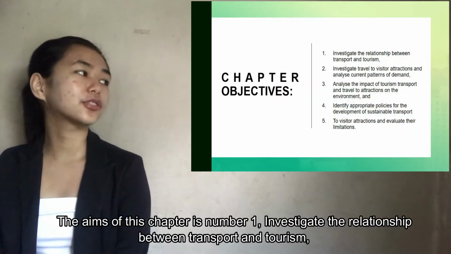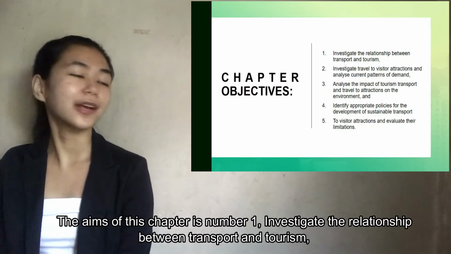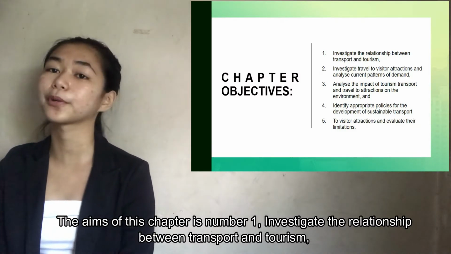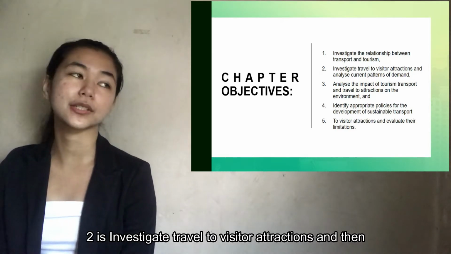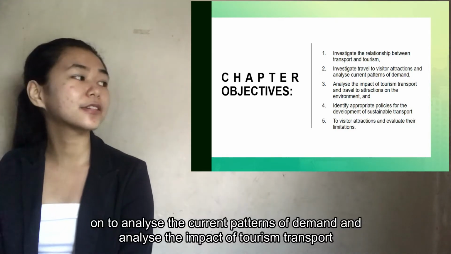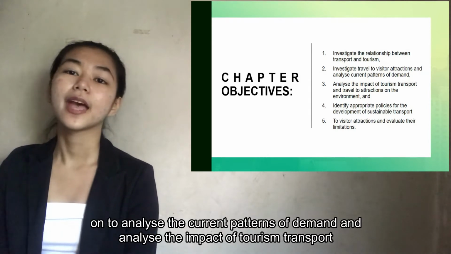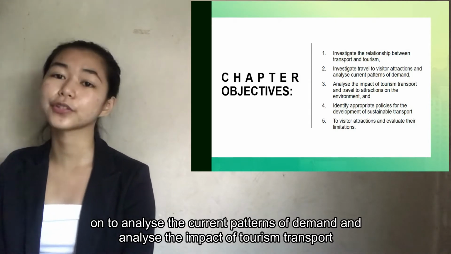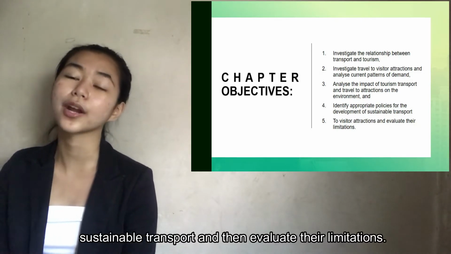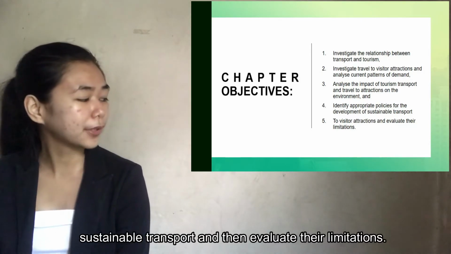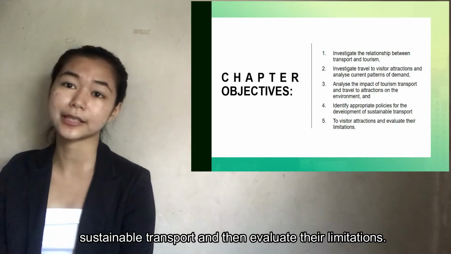The aims of this chapter are, number one, to investigate the relationship between transport and tourism. Two, investigate travel to visitor attractions. And then to analyze the current patterns of demand and analyze the impact of tourism transport. And lastly, to identify the policies for sustainable transport and then evaluate their limitations.